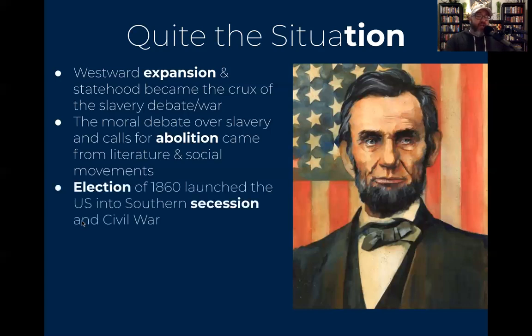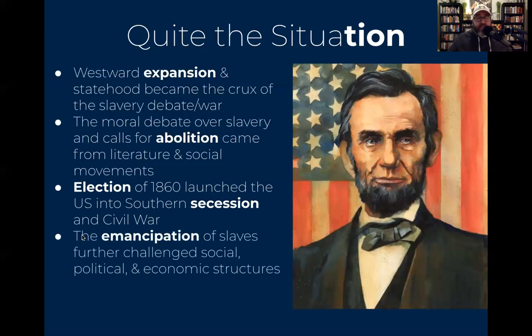The election of 1860 of Abraham Lincoln, remember he only won 44% of the popular vote, split between 4 different candidates, was the final straw, if you will, that the South is going to claim is the catalyst for them seceding from the Union, that Southern secession, and of course the start of the Civil War.